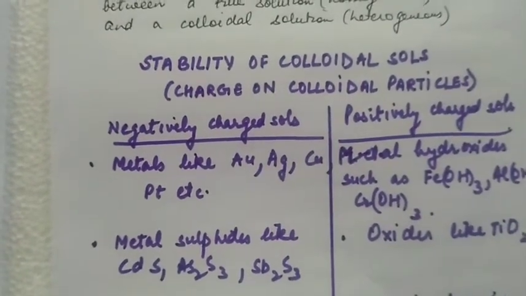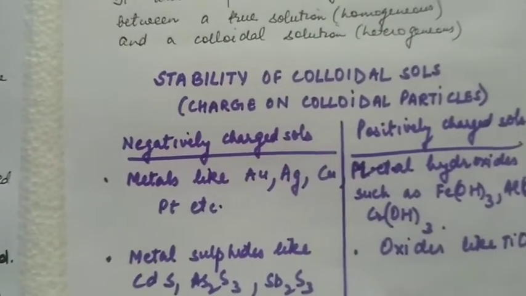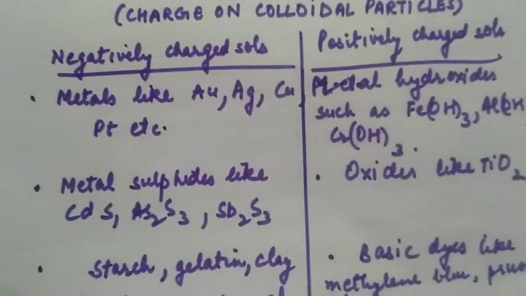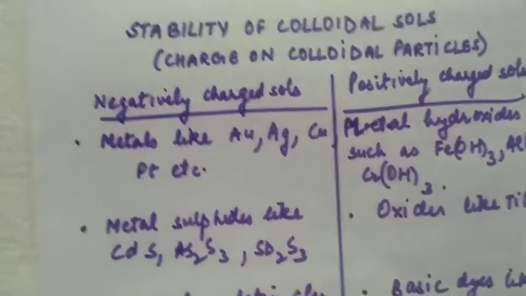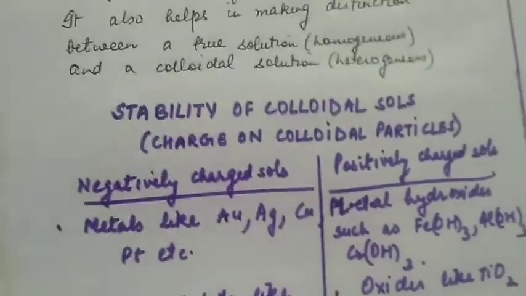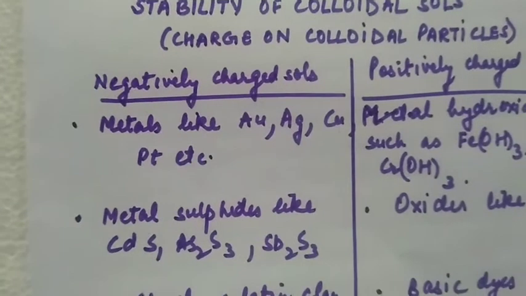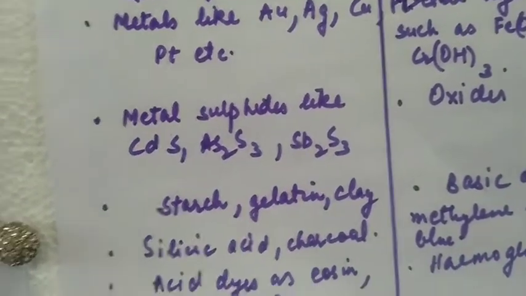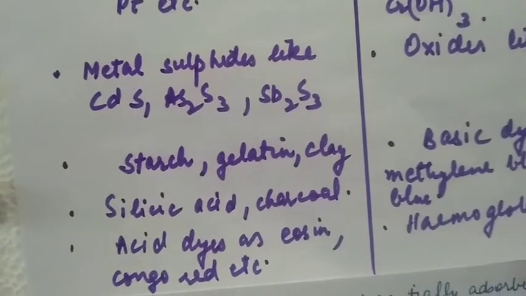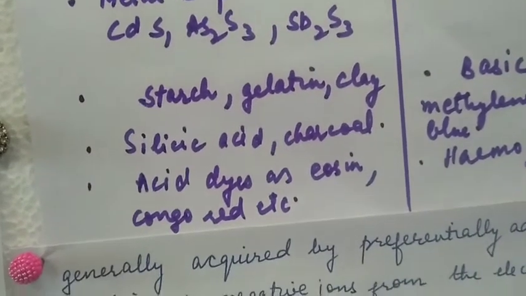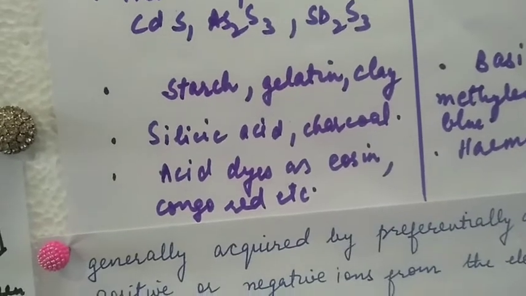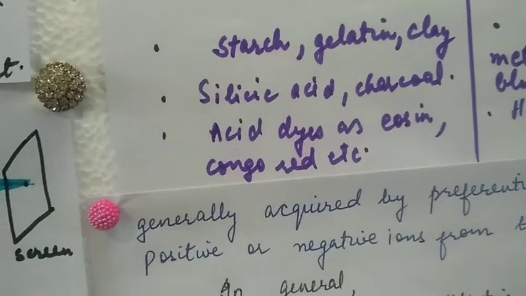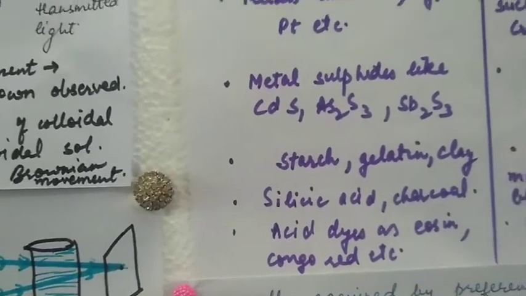Stability of colloidal sols. The reason for stability of colloidal sols is the charge on the colloidal particle. The charge can be positive or negative. Examples of negatively charged sols are metals like gold, silver, copper, platinum; sulfides of metals like cadmium sulfide, arsenic sulfide, antimony sulfide; starch, gelatin, clay, silicic acid, charcoal, and acid dyes such as eosin and Congo red. All these are negatively charged sols.